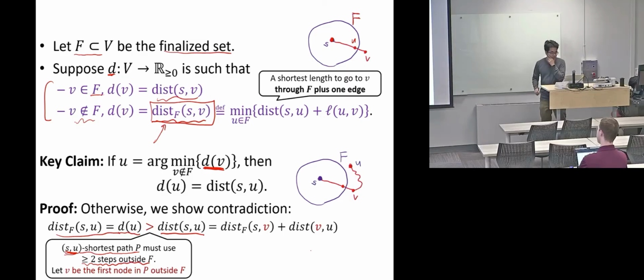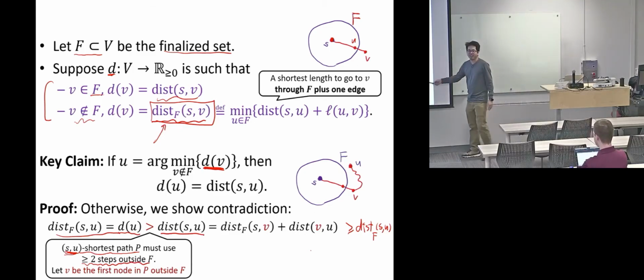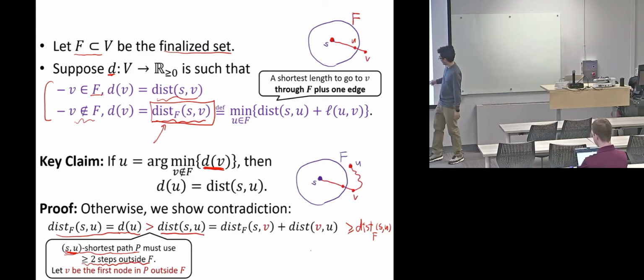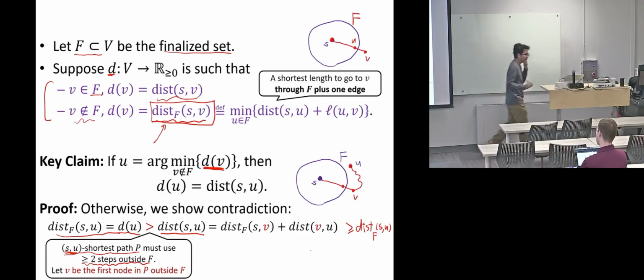Okay. Now I'm going to try to derive a contradiction. I claim that this whole thing is actually at least F of SU. And if we can show this, then we are done. Because you get this guy is greater than the same guy. So something is wrong. Contradiction. Why is this the case?